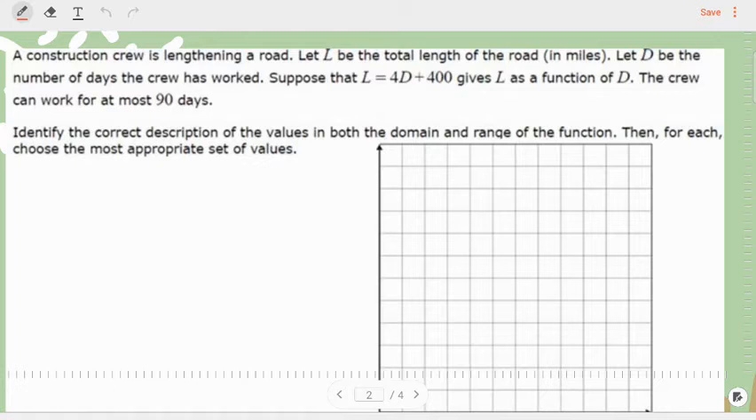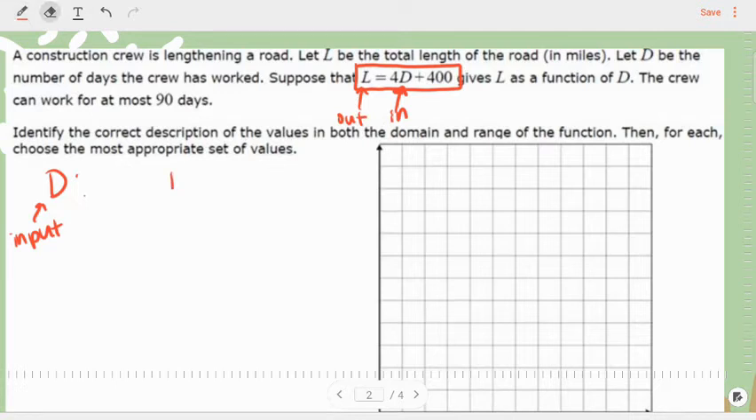So first off, I want to decide for the domain, big D, what variable represents the input? Now, if I look at an equation, the input is always going to be given away to me. It's whatever I put into my equation. My output is whatever my equation equals. So this is the input, this is the output. So for domain, I'm going to use the variable D.